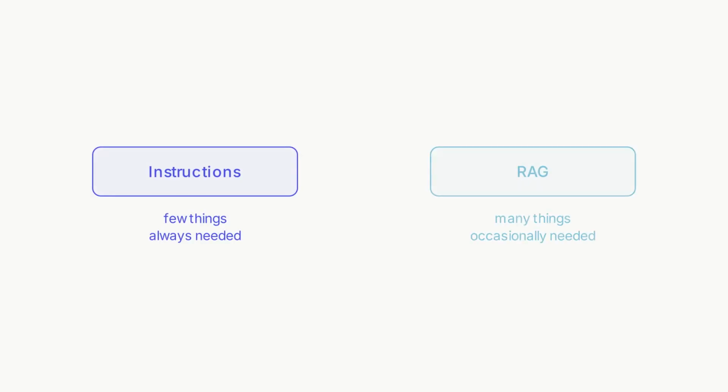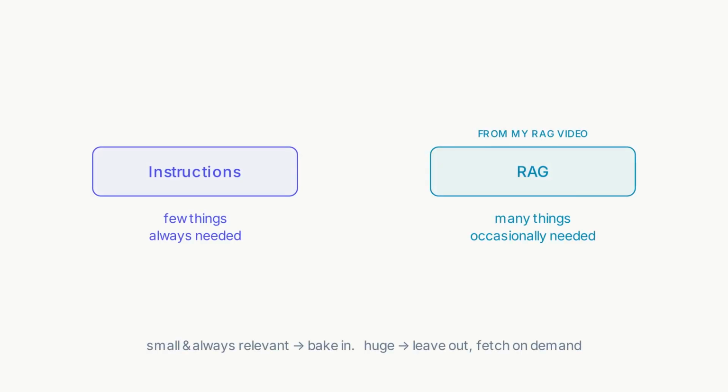Now be careful here because this connects to my video on RAG. Knowledge that's small and always relevant, you bake right into the instructions. Knowledge that's huge or only sometimes relevant, like 10,000 help articles, you do not. You leave that outside and retrieve it on demand. Instructions hold the few things always needed. RAG fetches the many things occasionally needed. 2 layers together and it clicks.